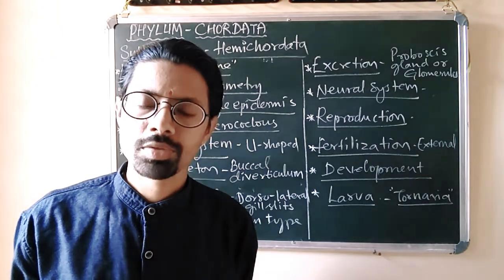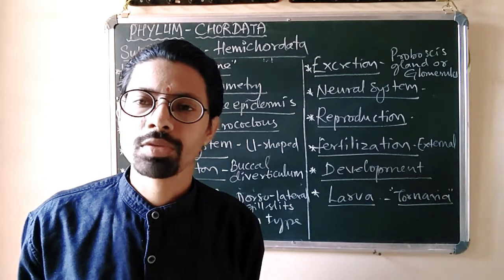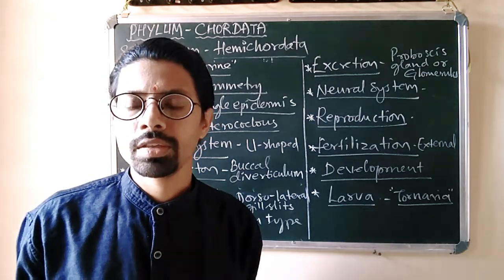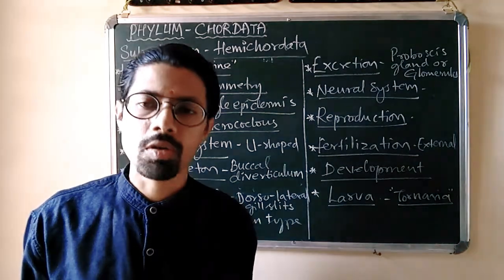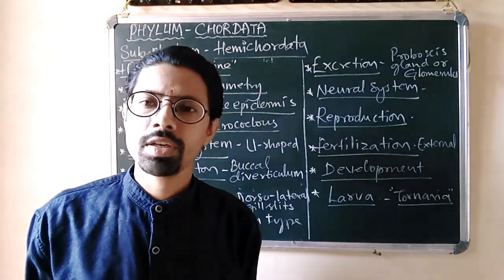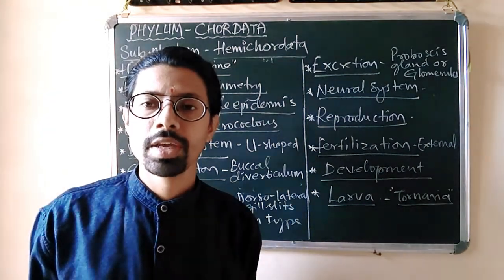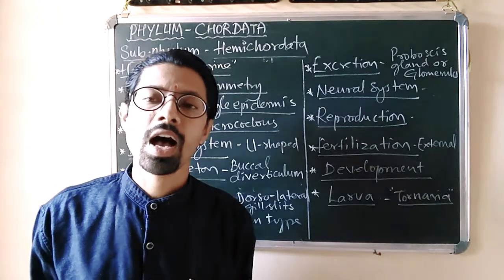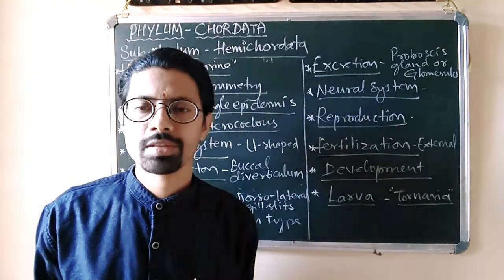In this video, we are going to discuss the phylum Chordata, and in that, the classification of phylum Chordata. The first subphylum we are going to study today is Hemichordata. The word Hemichordata refers to Hemi meaning half, and Chordata. So the animals which have half chordate characters are considered as hemichordates.